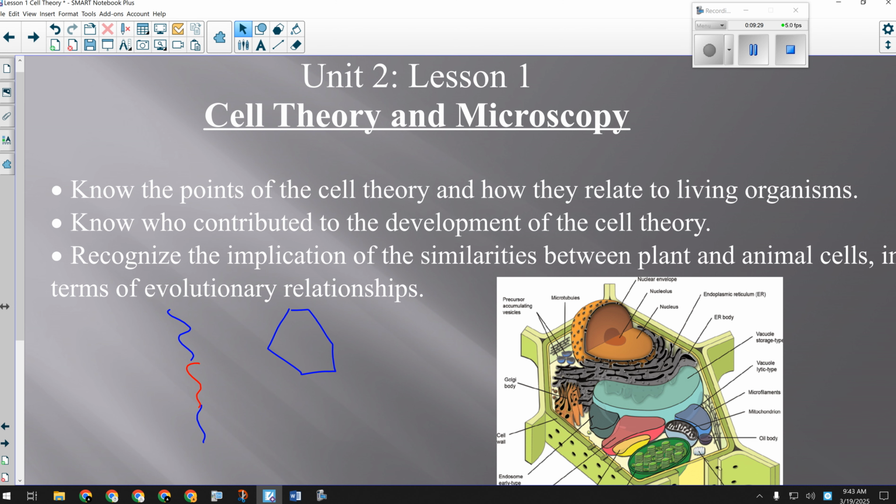Making some sense? So a virus isn't technically a living thing. It doesn't do any of the things a living thing does, and it's not made of cells.